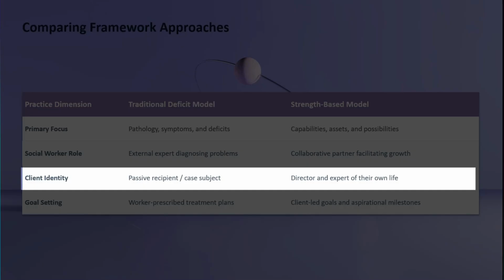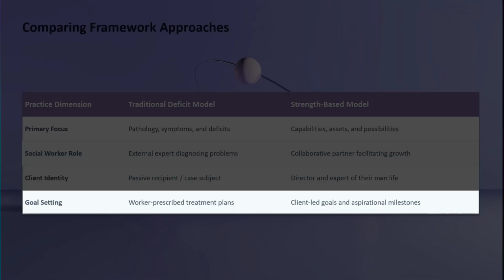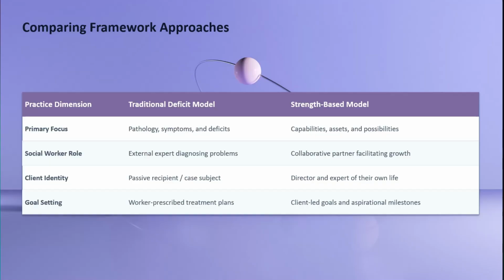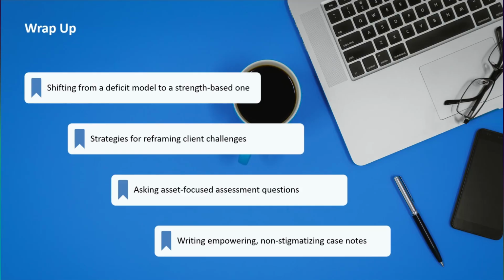The client identity shifts from passive recipient or case subject in the deficit model to director and expert of their own life in the strength-based model. And for goal setting, traditional deficit models typically use worker-prescribed treatment plans, where strength-based models use client-led goals and aspirational milestones. So let's wrap things up.